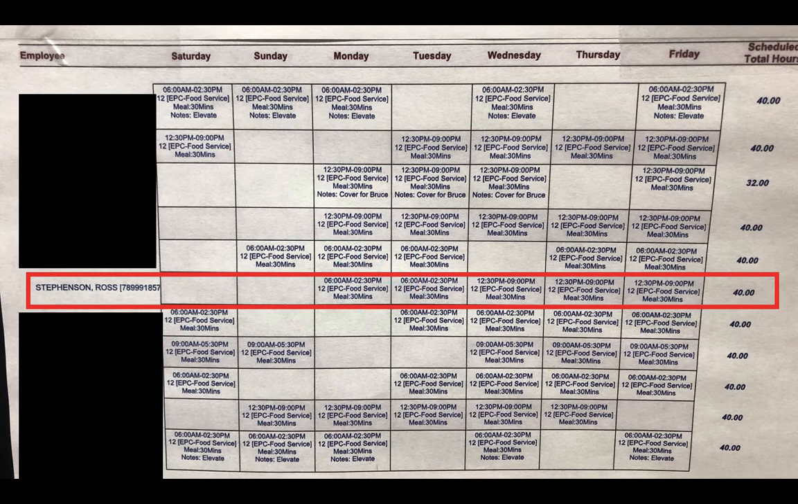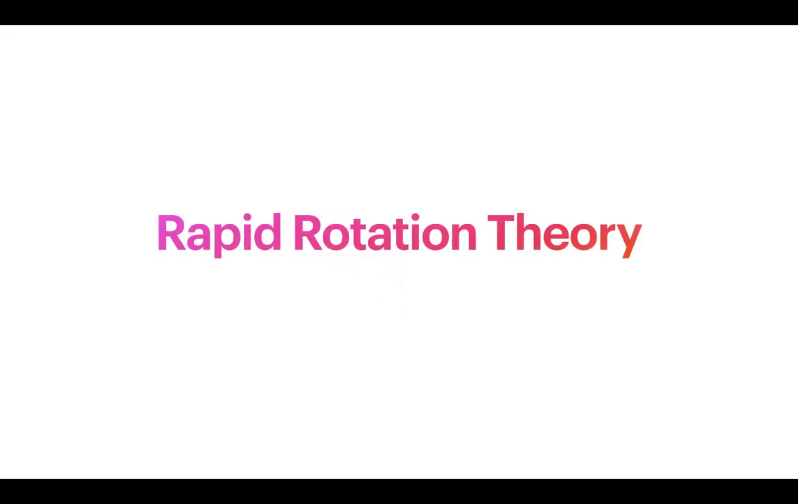Everybody did. All of these other people are my friends, so we would take turns. So this was shift work, a real example of shift work. Okay, there's a theory called rapid rotation theory. It's by Pheasant, 1991.